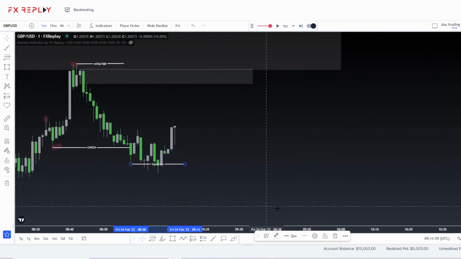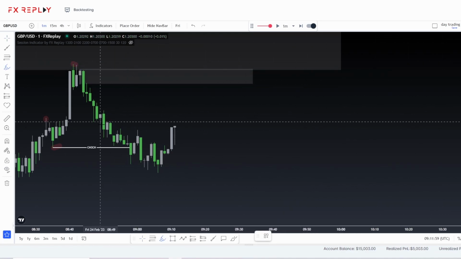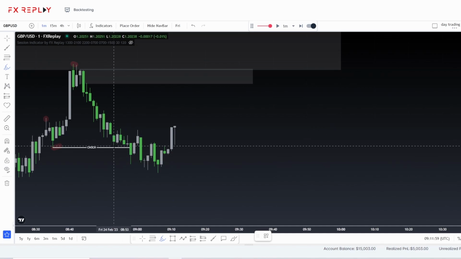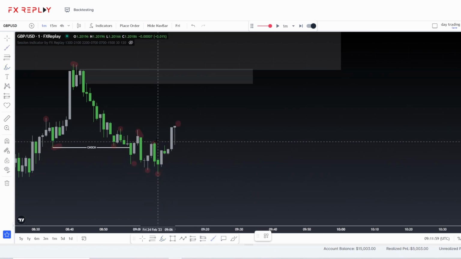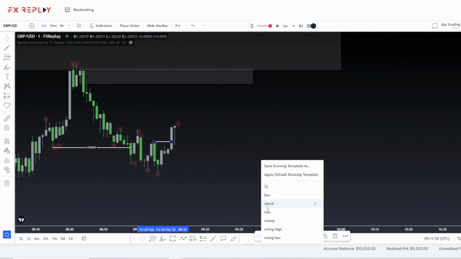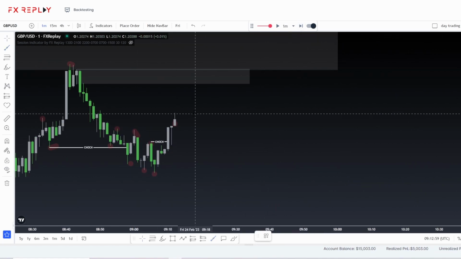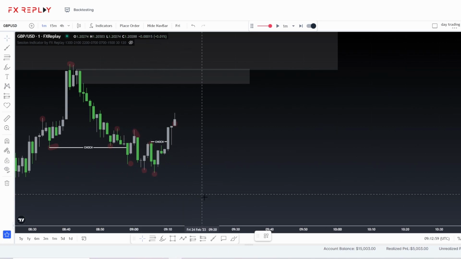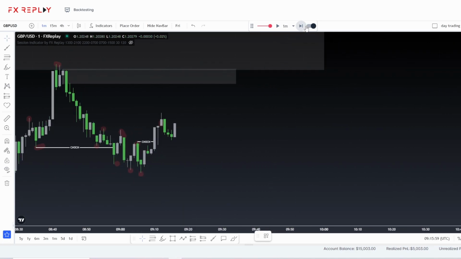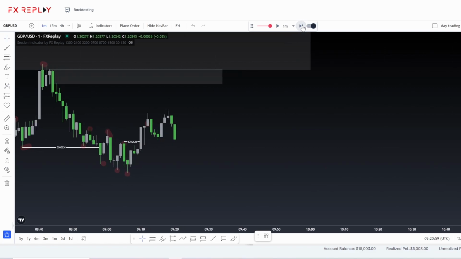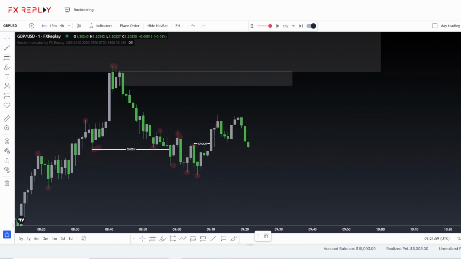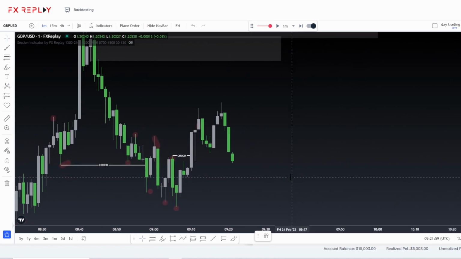There we go. Let's remove that and that. So now let's map out the structure again. Low, high, low, high, low, high, low, high. Change of character. Okay. So now with this being our high, we need this low broken for a new realignment to the downside. Price starts to pull back. And price puts in a new high. And then a low. So that there is our new entry.